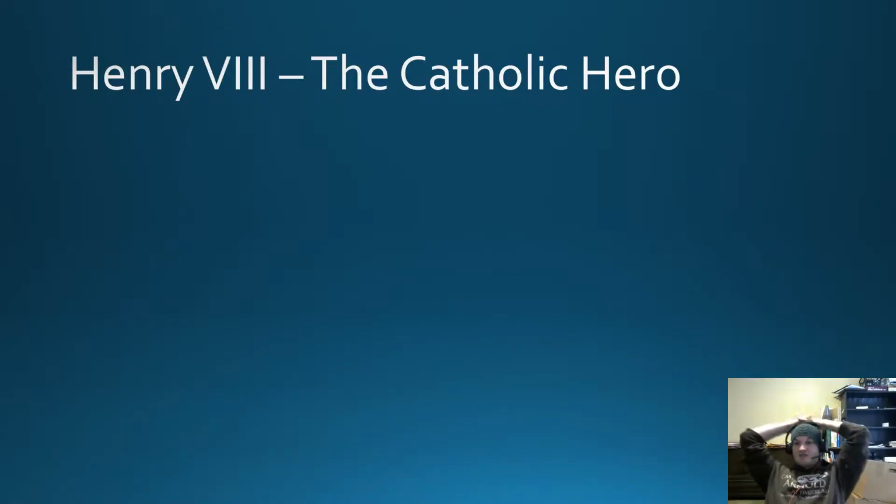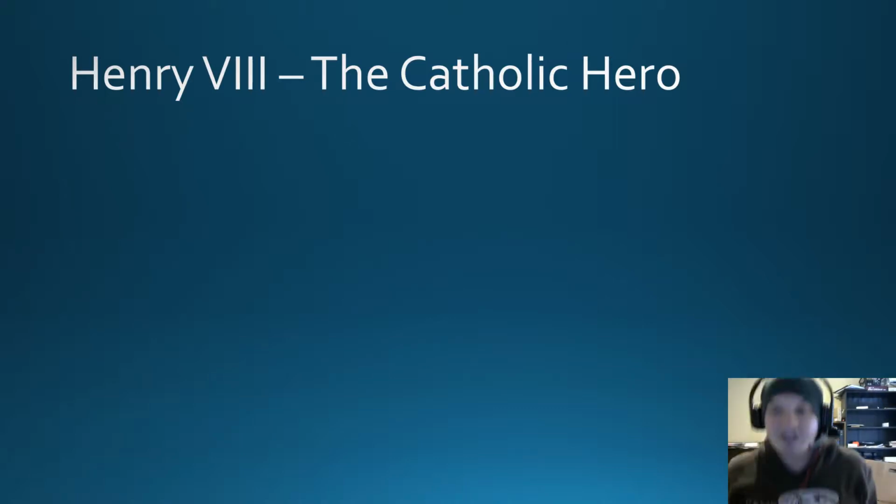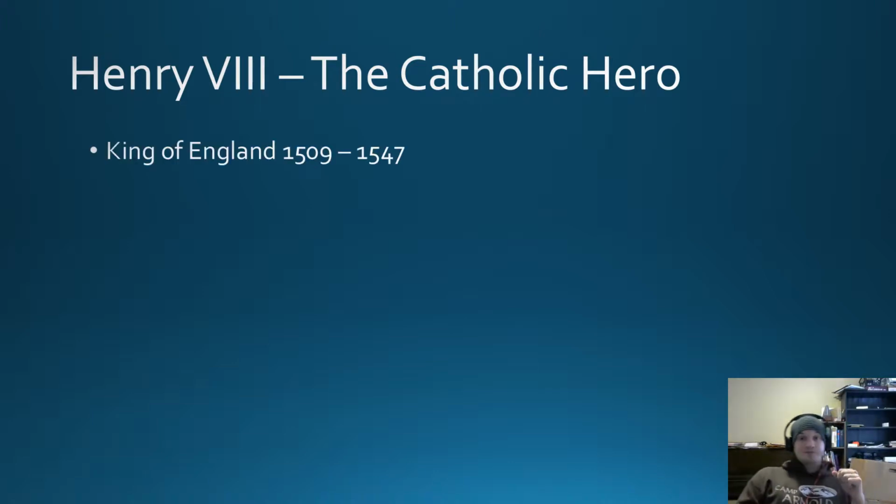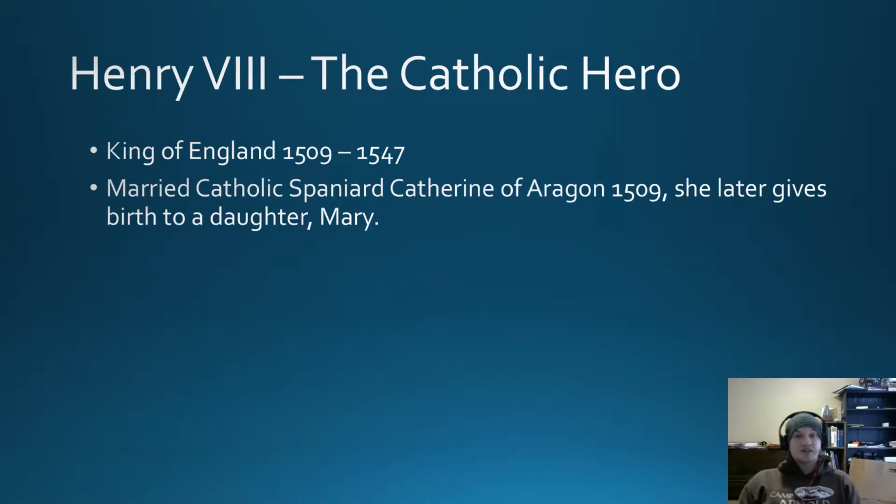First of all, let's start off with this figure, Henry VIII. Even though he would lead the charge against the Catholic Church in England, he actually started off initially as a hero to the Catholic Church. So Henry was the King of England from 1509 until 1547, and he married Catherine of Aragon, who was a Spaniard. This created a powerful union between England and Spain, at that point two Catholic countries, and was thought to secure really some good political gains.